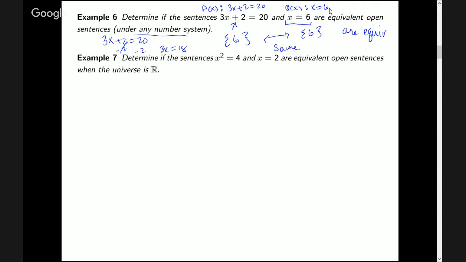Tell me about example 7. Determine whether the sentences x squared equals 4 and x equals 2 are equivalent open sentences in the universe of the reals. No. Solve the first one. x squared equals 4 tells you x is equal to plus or minus the square root of 4, which is 2. And this one over here is x equals 2. So this set we have minus 2 and 2, and this set is 2 only. They are not equal, so that tells you they're not equivalent.